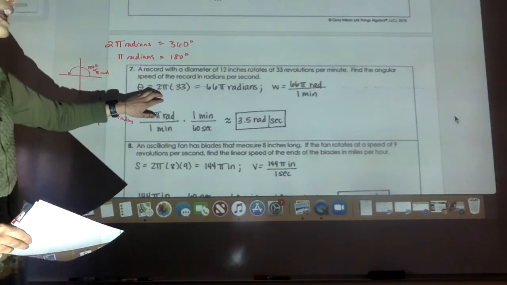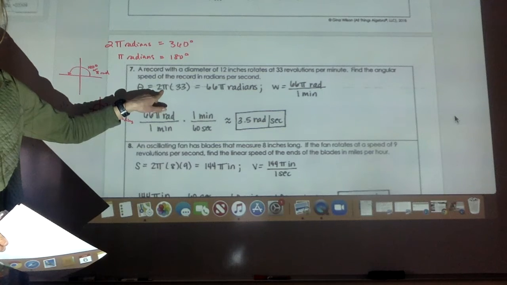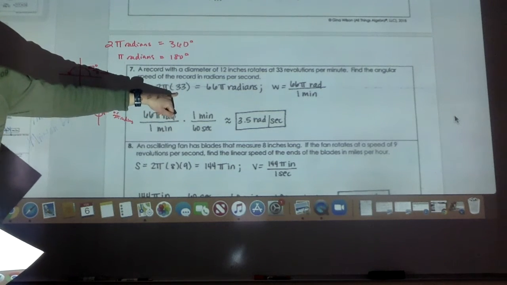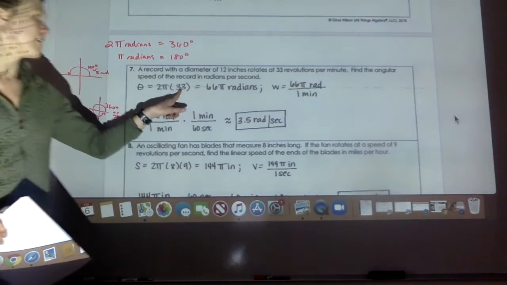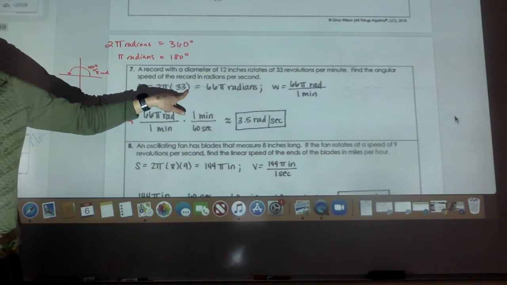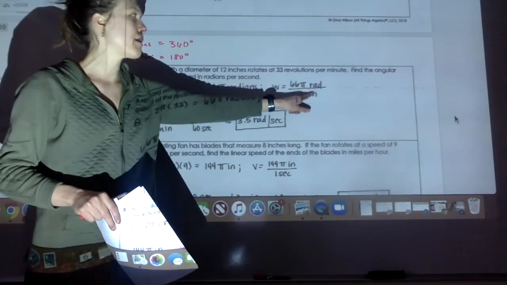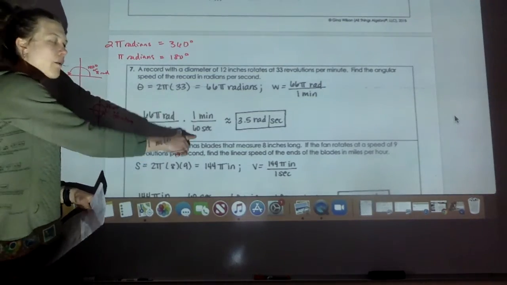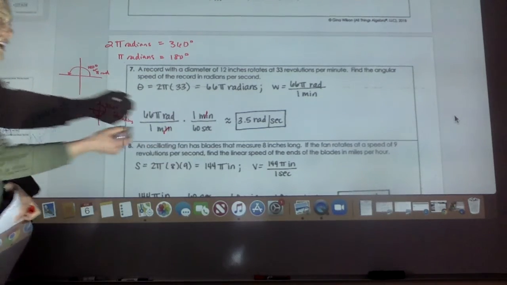So when I'm calculating angular speed, remember the central angle is that 2 pi, which is 1 full rotation, times however many revolutions I'm doing. So I'm revolving 33 times per minute, and I'm revolving 2 pi radians 33 times. So that's how I calculate that. And then you get to 66 pi radians per minute, but I want it in radians per second, so then I have to figure out what my conversion would be so that my units cancel, and I'm left with seconds.